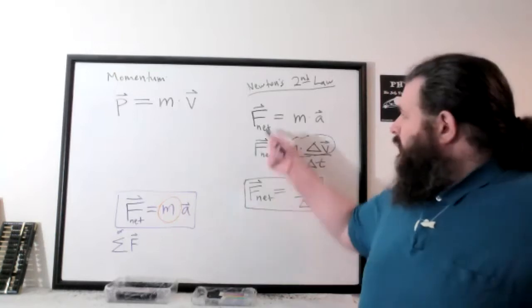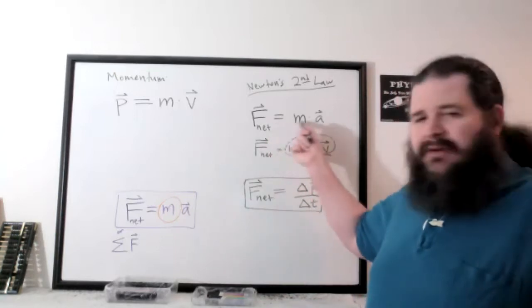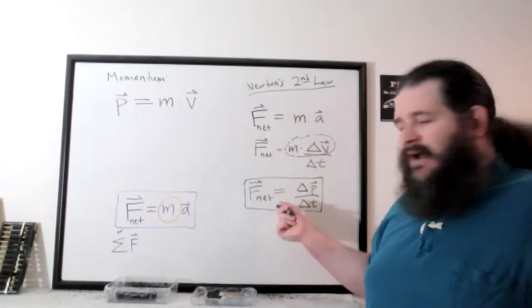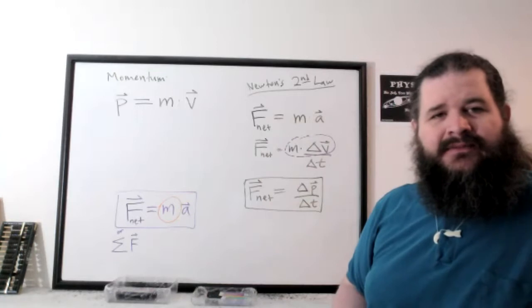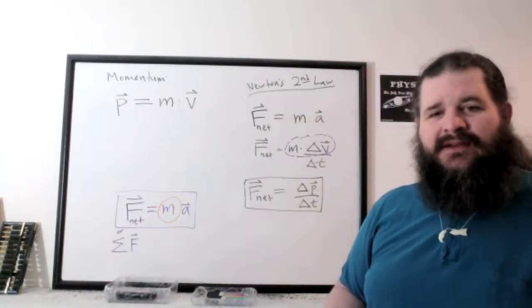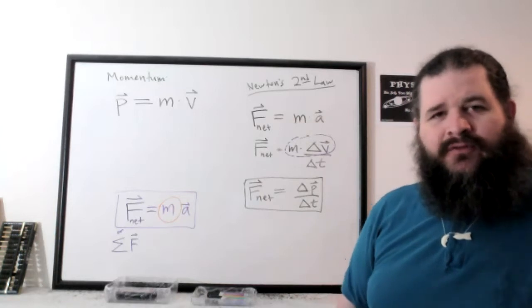In modern textbooks, we usually write it like this instead because this is often a more practical way of doing the calculations. But this is an equally valid way of defining what force is, how fast the momentum is changing. You apply a force to an object, you're going to change its momentum. Unless, of course, there's another force canceling it out.